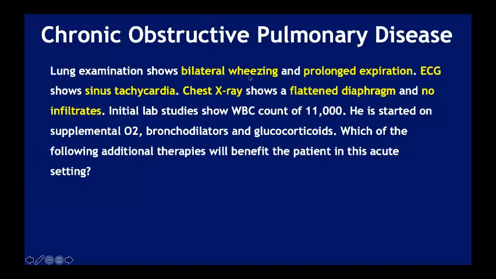Physical examination findings: bilateral wheezing, prolonged expiration, sinus tachycardia, and the chest X-ray shows flattened diaphragm and no infiltrates. They gave you this to try to trick you. By telling you that there are no infiltrates, this means that there is no chest infection by the chest X-ray. He was started on supplemental oxygen, bronchodilators, and glucocorticoids.